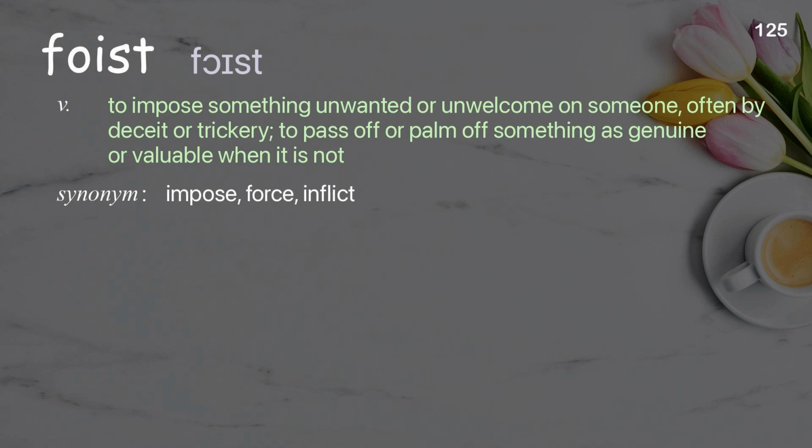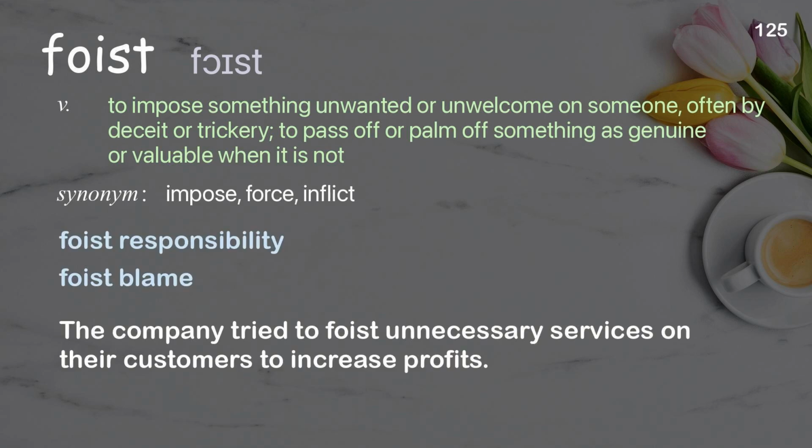Foist. To impose something unwanted or unwelcome on someone, often by deceit or trickery, to pass off or palm off something as genuine or valuable when it is not. Examples: Foist responsibility. Foist blame. The company tried to foist unnecessary services on their customers to increase profits.